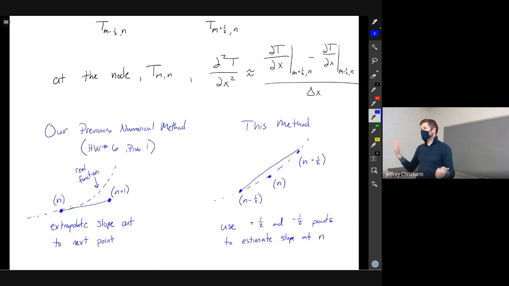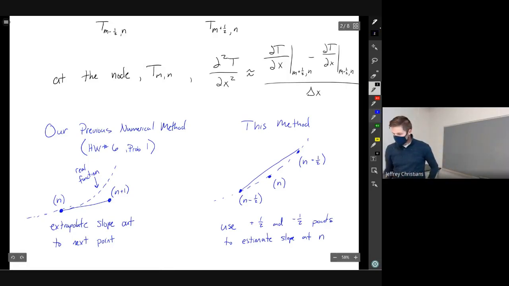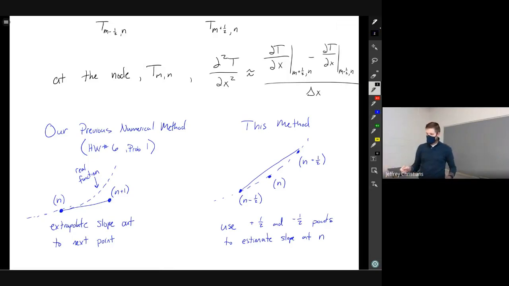There are still functions, right? There's still error involved. It's still just an estimate. It's not an exact solution because this is a numerical method. But it's better than what we were doing in the past, kind of our super simple method. So that's why we're doing it this way.